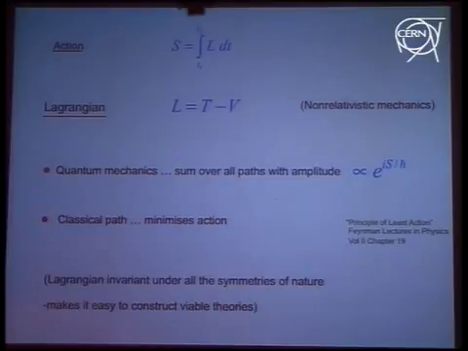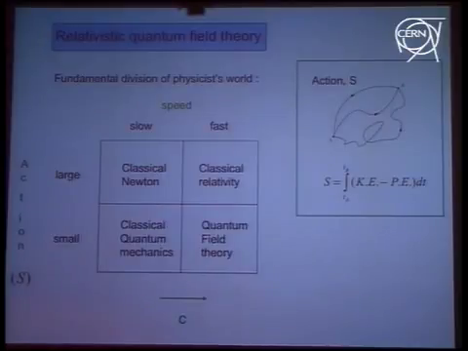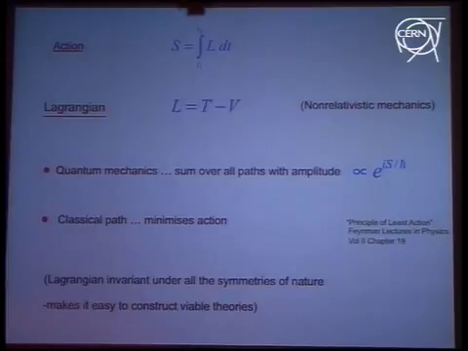It's given by the integral of a Lagrangian with respect to time. The Lagrangian is the kinetic energy minus the potential energy. So the Lagrangian is what's sitting under here, the kinetic energy minus potential energy. And for non-relativistic mechanics, this is how you define the Lagrangian. When we go to relativistic mechanics, it won't make any sense to have just an integral with respect to time. We'll have to include space, but we'll come back to that.